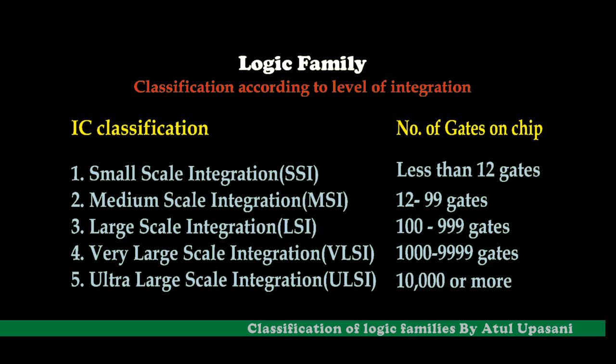The fourth type is very large scale integration, that is VLSI, in which fewer than 10,000 gates can be occupied. The fifth type is ultra large scale integration, that is ULSI, in which we can use 10,000 or more gates inside a single chip. We are living in the era of ultra large scale integration, in which 10,000 or more gates can be accommodated in the same size of chip.